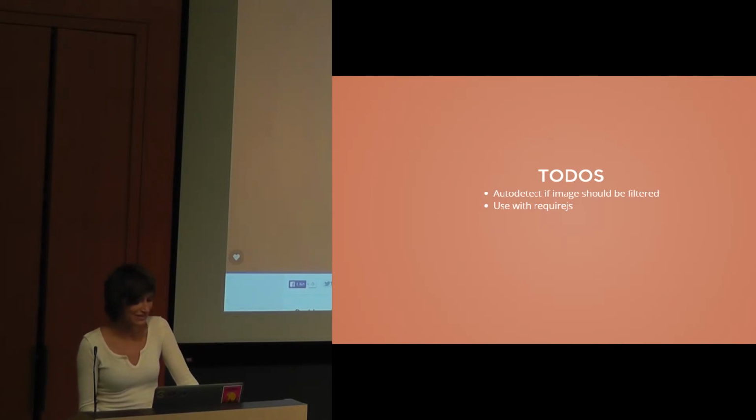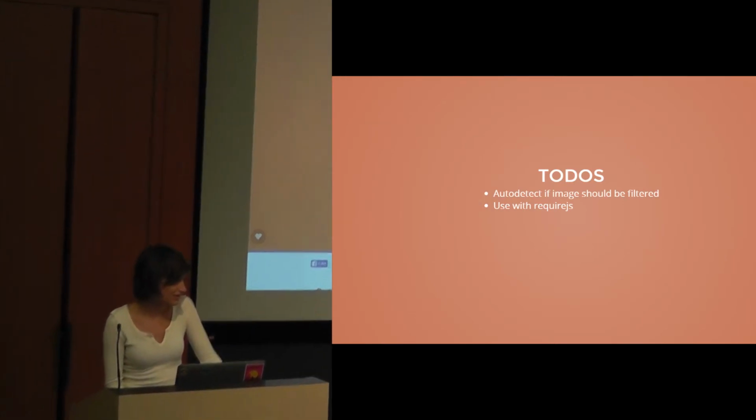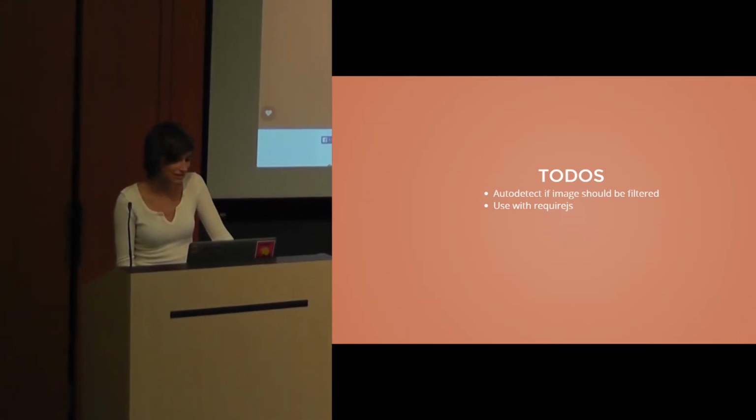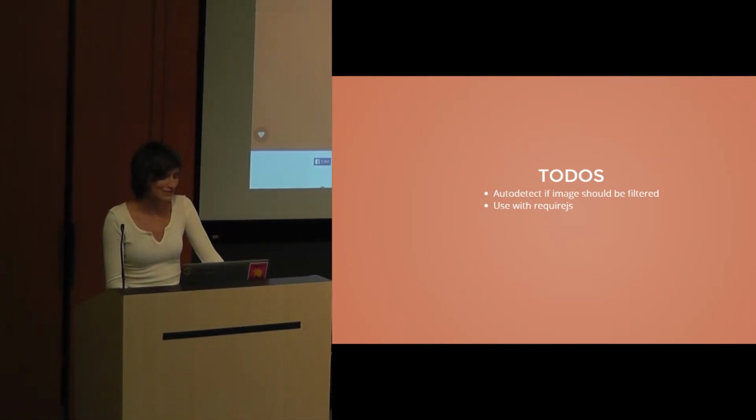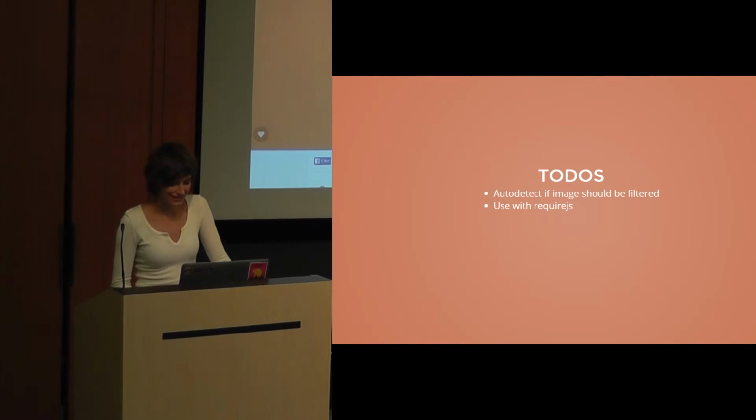A couple things I would like to do with this. I want to auto-detect if you need to filter images, basically by analyzing what colors are most present. I think this is doable, but I haven't actually tried it. And I'd like to use Basket with require.js. There is a small library that was created by the same guy who wrote Create Style Sheet that allows you to do this, but I didn't get a chance to play around with it. So haven't tried that yet.